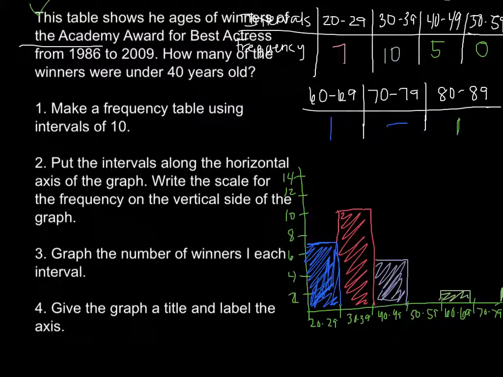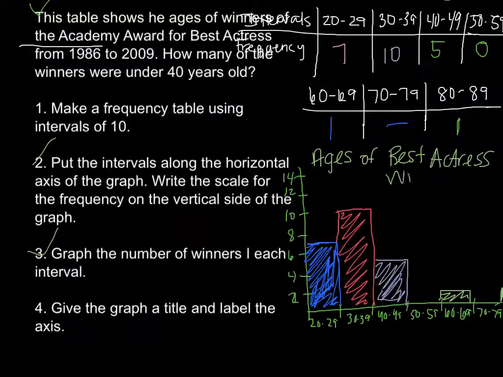Now we have to, we did this, give the graph a title and a label. So this is ages of best actress winners. Okay, so there's my title. We should put age down here. And then over here we should put frequency. Okay, and that is all.